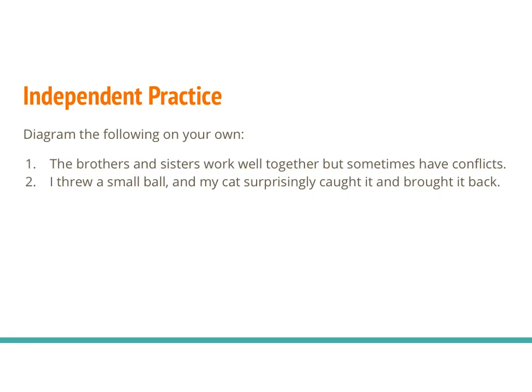Now, you need to go ahead and try diagramming these two sentences on your own. The first sentence reads, the brothers and sisters work well together but sometimes have conflicts. And the second sentence you need to try diagramming on your own is, I threw a small ball and my cat surprisingly caught it and brought it back.